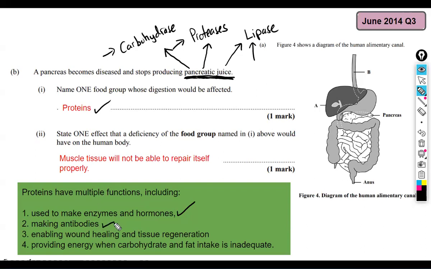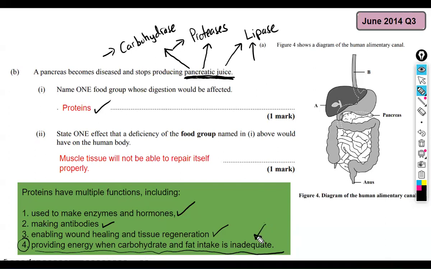Antibodies, like white blood cells and the things white blood cells make to help fight off infections, are made from proteins, right? The healing of wounds. Let's say you get a cut on your knee or a cut on your elbow. You need protein to repair that cut, right? Number 4, providing energy when carbohydrate and fat intake is inadequate.